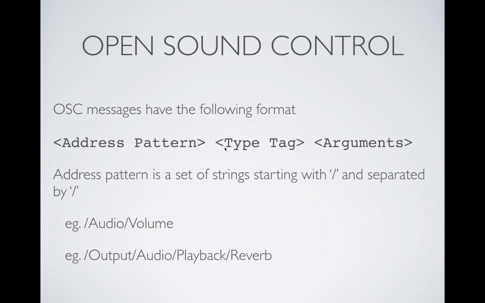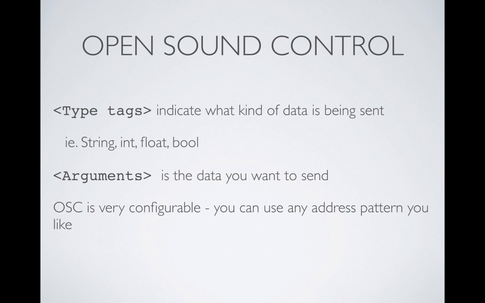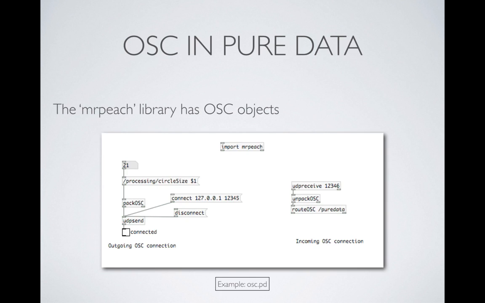You also specify in the OSC protocol what type of values you're going to be sending that are associated with this address pattern. Like, are you sending numbers or strings or floats or anything like that? And also the arguments, that is the actual data that you want to send, whether it's numbers or strings or whatever. So that's Open Sound Control.